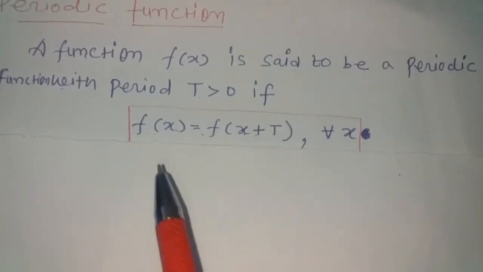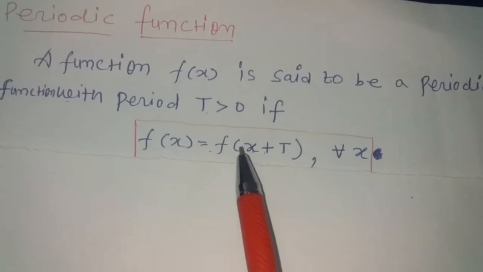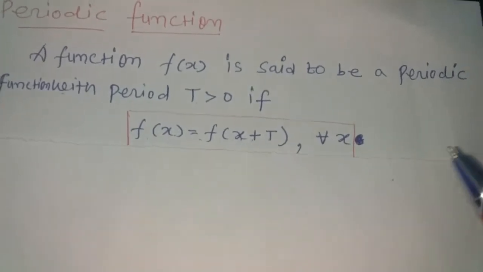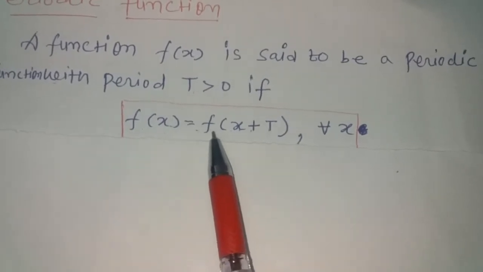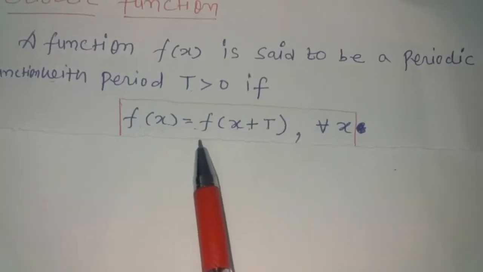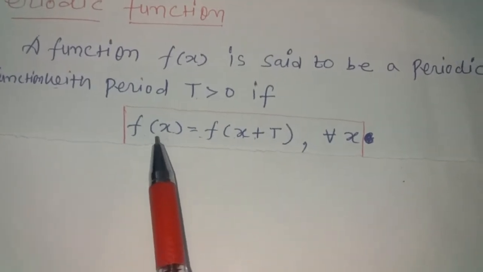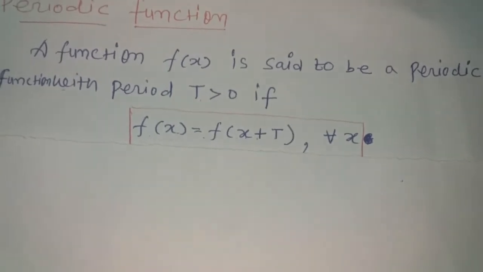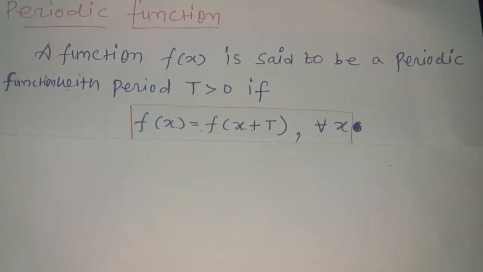That is, the value of f(x) is same as the value of f of x plus t for all values of x, which means f of 10 gives the same value as f of 10 plus t, f of 15 gives the same value as f of 15 plus t, f of 17 gives the same value as f of 17 plus t, and so on. Then the function f(x) is called periodic function.